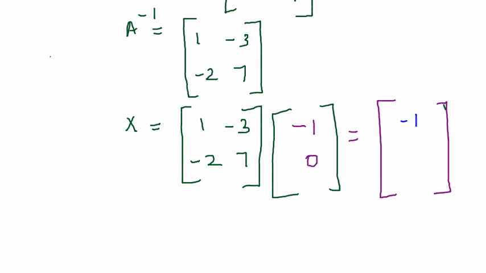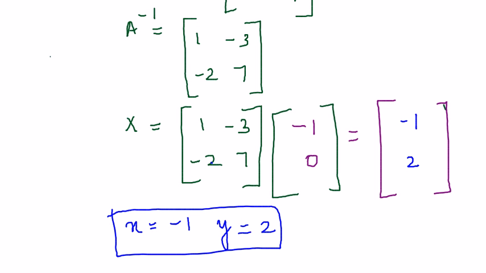So -1. The next row, -2 into -1, which is +2. Anyway, this into 0 is 0. So -2 into -1 is +2, right? Therefore, we can write it as X equal to -1 and Y equal to 2. So this will be your answer.